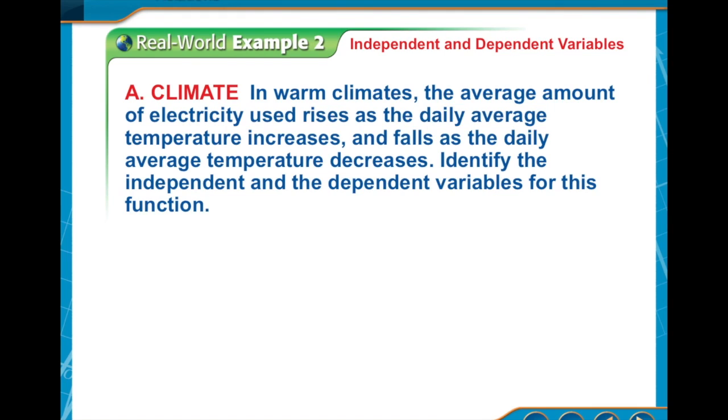Okay, so example 2. We've got a little bit to write down. This problem is about climate. So we're looking at the difference between different climates. So in warm climates, the average amount of electricity used rises as the daily average temperature increases and falls as the daily average temperature decreases. Identify the independent and dependent variables for this function.